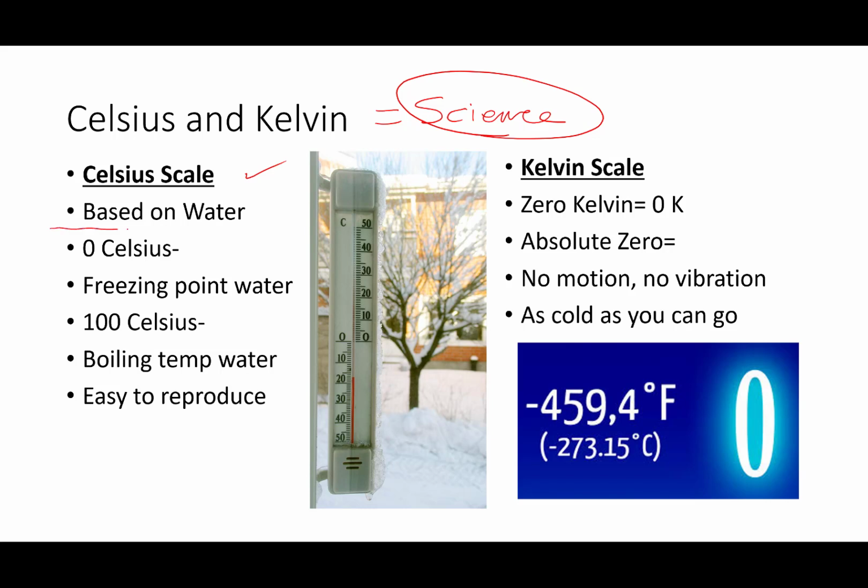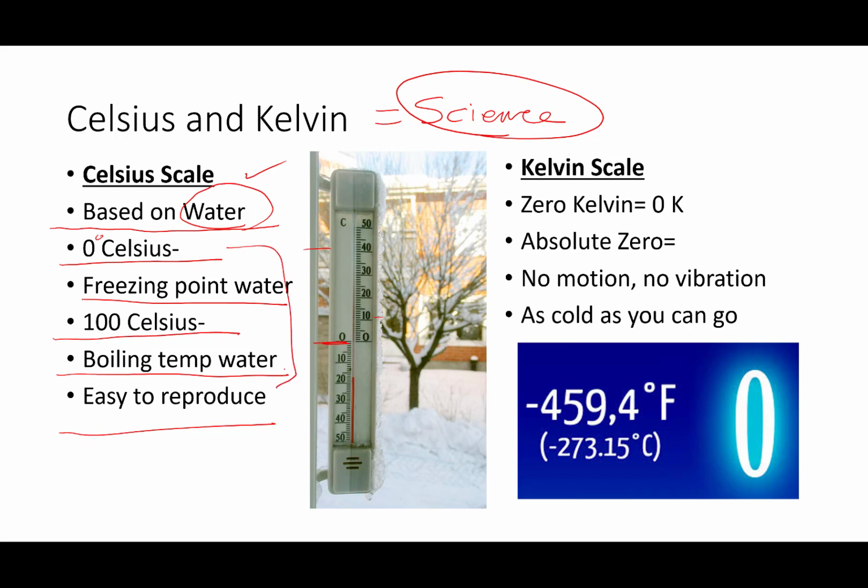It is based on water, and the metric system, as you may recall, is based on the number 10 and the most common compound that we have, water. 0 degrees Celsius is the point at which water freezes, and 100 degrees Celsius is the boiling temperature of water. So this was easy to reproduce. When one scientist was trying to write letters back in the 1700s to another scientist and say, this chemical reaction happened at this temperature or that temperature, it was very easy to communicate and create a temperature scale by boiling and freezing water. So that was pretty easy to do.